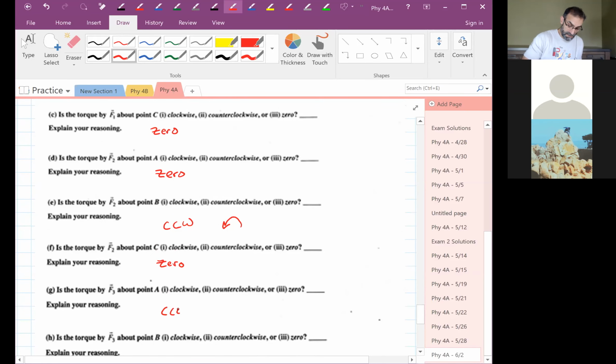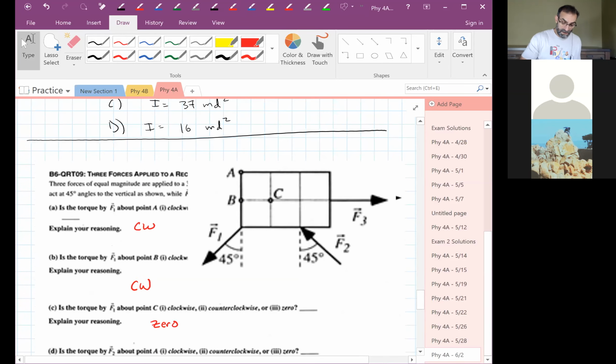Counterclockwise. And about axis B. And C. They are 0, right? You see that?